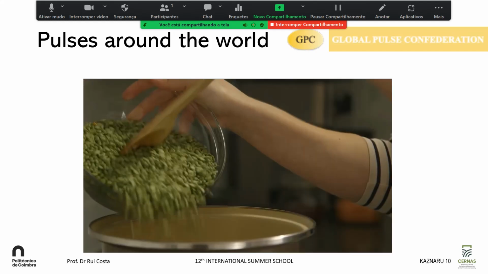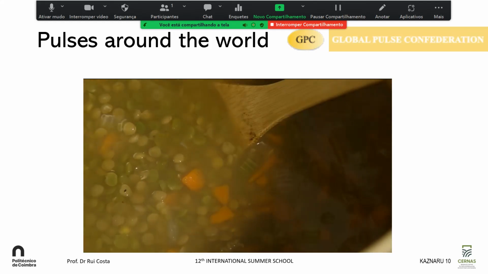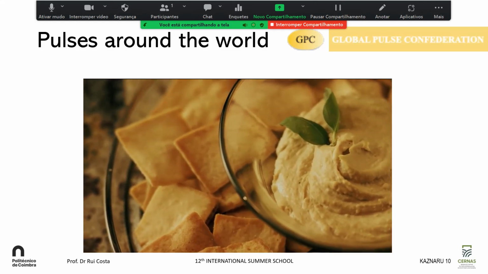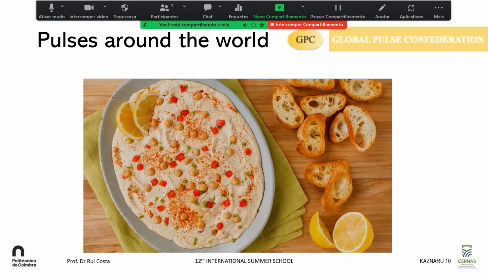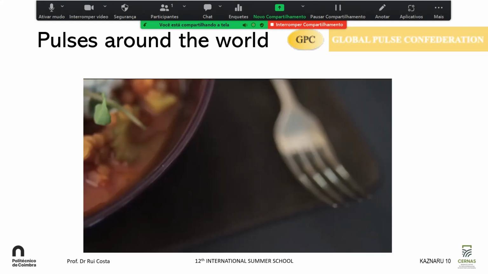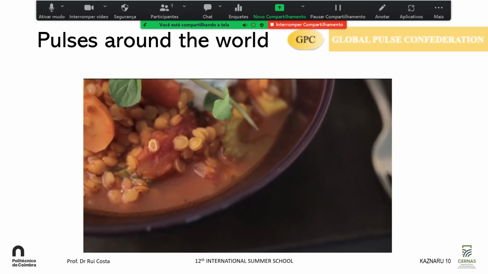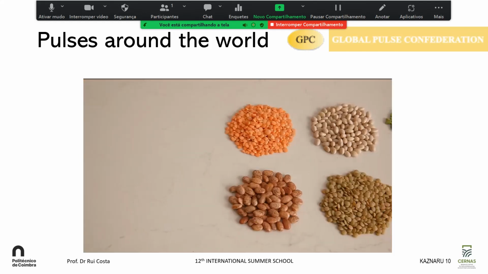Your grandmother's split pea soup? Yep, pulses. Hummus? Pulses again. Chickpeas or garbanzo beans are the main ingredient. Iranian dal adas is a simple red lentil soup and it's delicious.